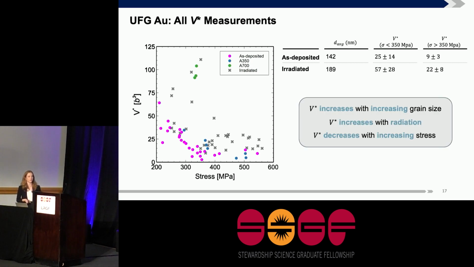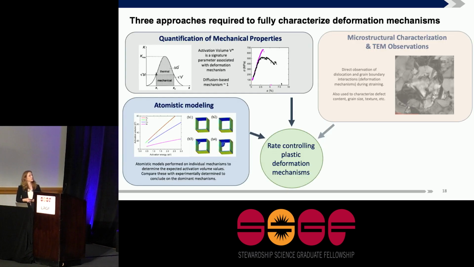And so here are some of the trends that we've seen in how activation volume changes. Specifically, we see that activation volume increases with radiation and activation volume decreases with stress. And any change in activation volume could signify a change in the rate controlling deformation mechanism. So that is how I've quantified it, but those values by themselves don't actually mean much because we don't know what mechanisms they are associated with.